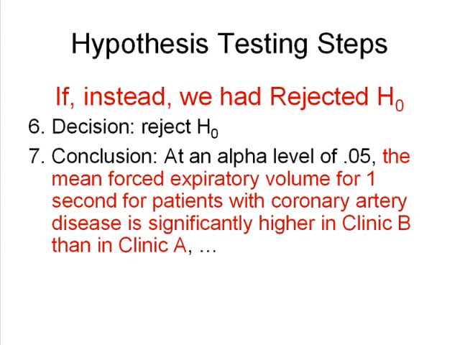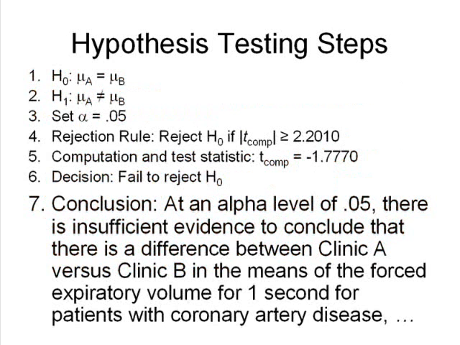Well, we can just look at our data and we can see that the Clinic B sample mean is higher. And if it was significant, then it would have meant that it was significantly higher. But it wasn't significant, so we'll have to go and look at it this way. We really failed to reject.